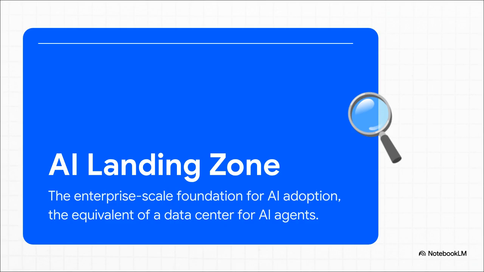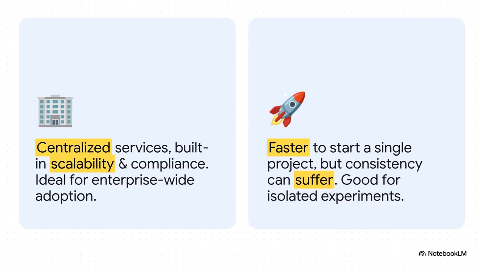And this brings you to your first really big architectural decision. Do you build your AI landing zone inside your existing platform, where you get all those nice centralized services like networking and identity? That's the way to go for enterprise-wide scale. Or do you deploy it standalone, just to get a single project up and running super fast? Your choice here really defines your goal. Is this a quick experiment, or are you building a long-term scalable strategy?